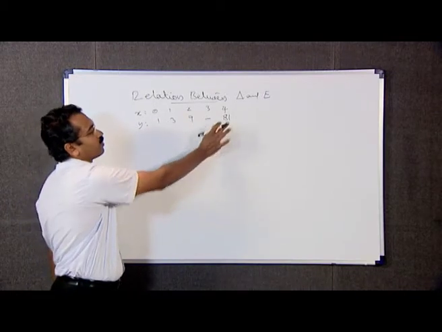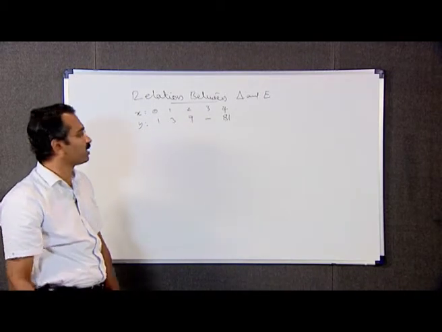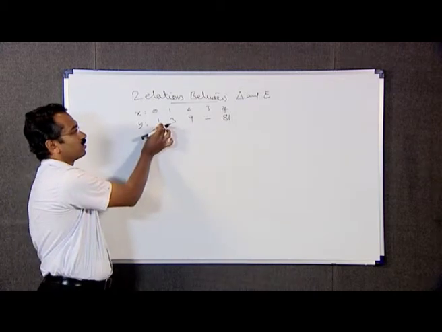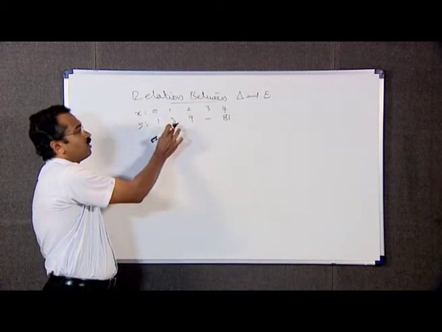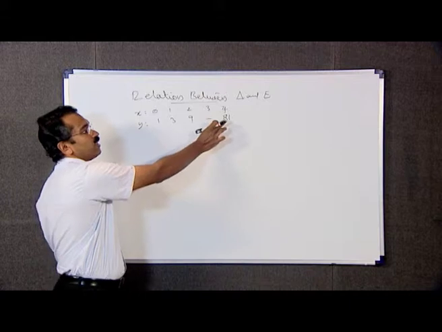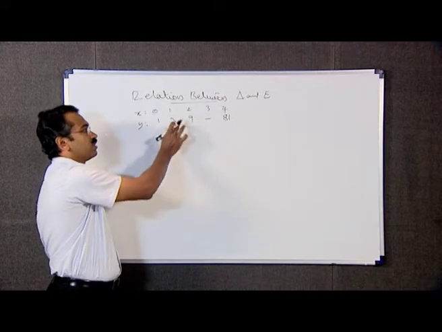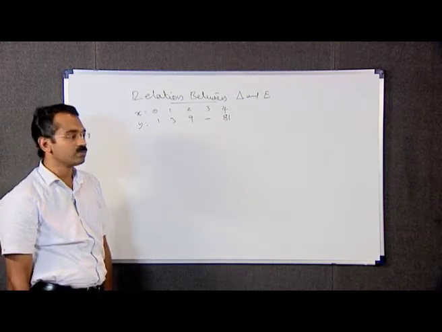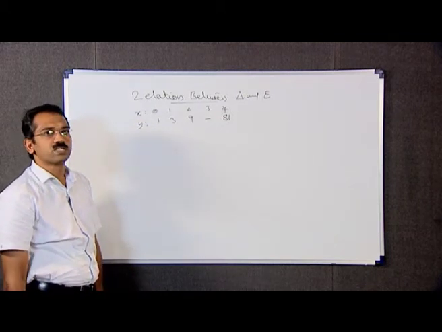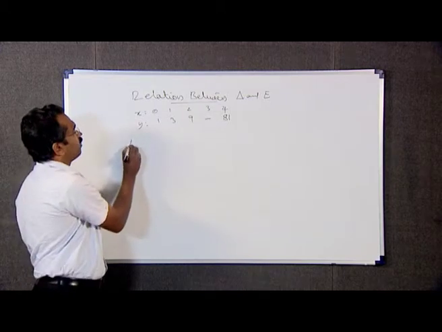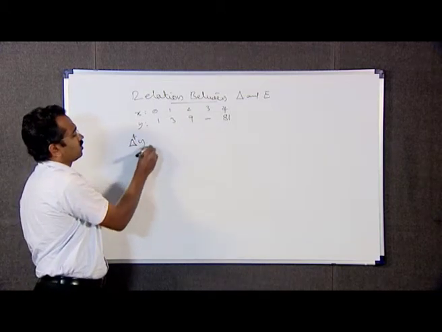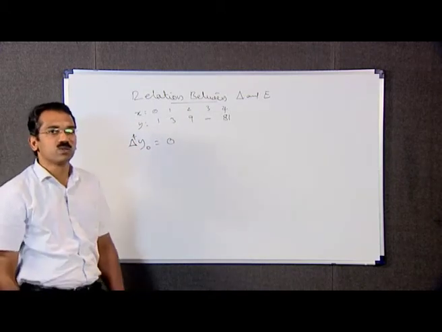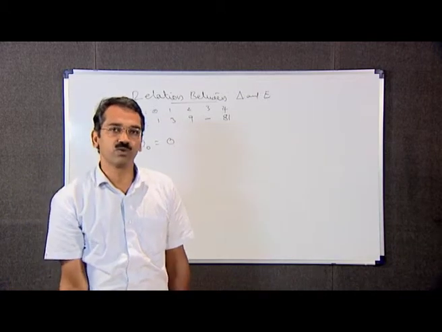Four values are given, that is y0 equal to 1, y1, y2, y3 and y4. Here y3 is missing and the four values are given. Therefore, we can assume that the fourth difference onwards are 0, that is delta raised to 4 y0 is equal to 0.